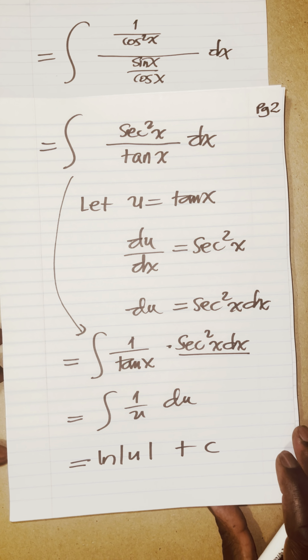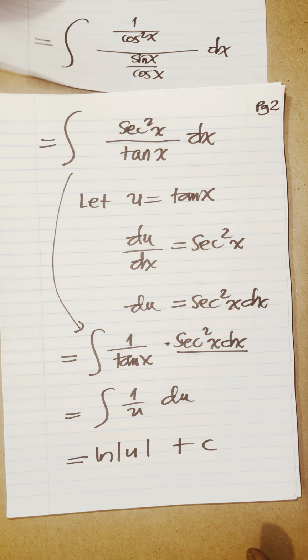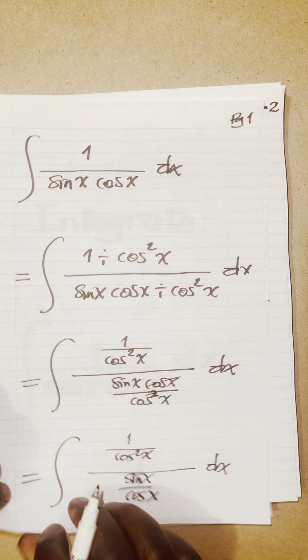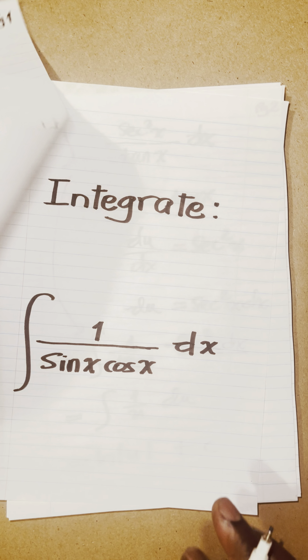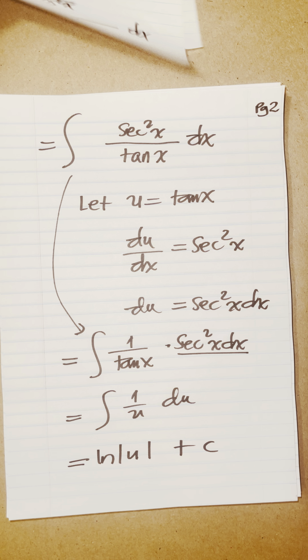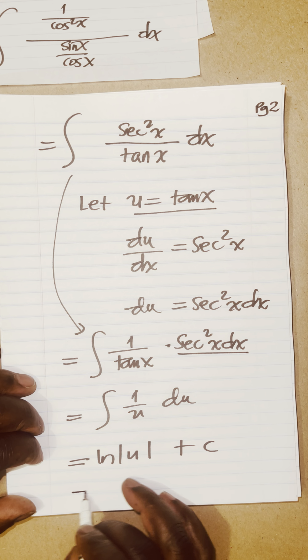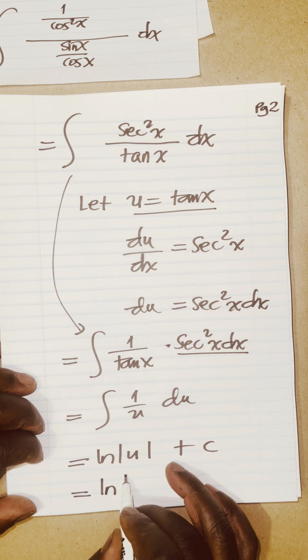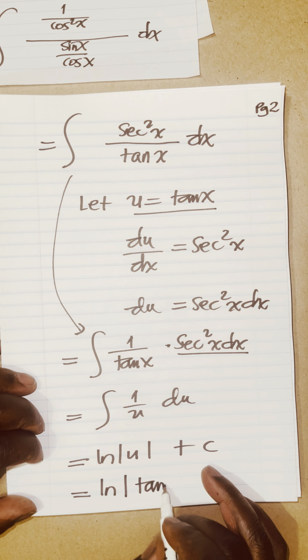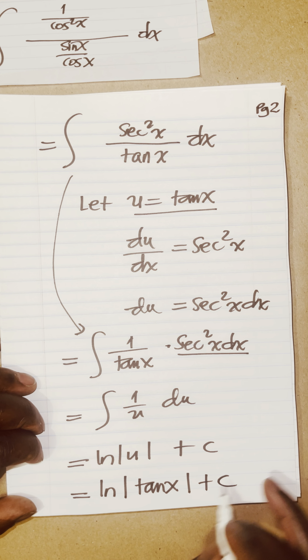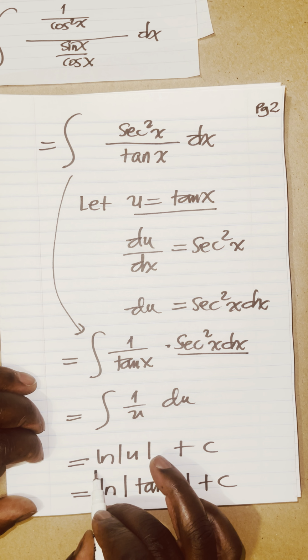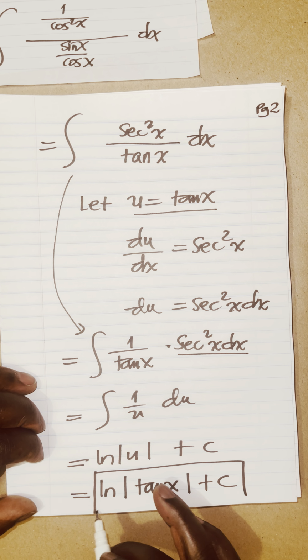But what is u? Moving back, if you move back here, you see that u is actually tan x. So this is the same as the natural log of the absolute value of tan x and then plus c. That is the final solution to this integral.